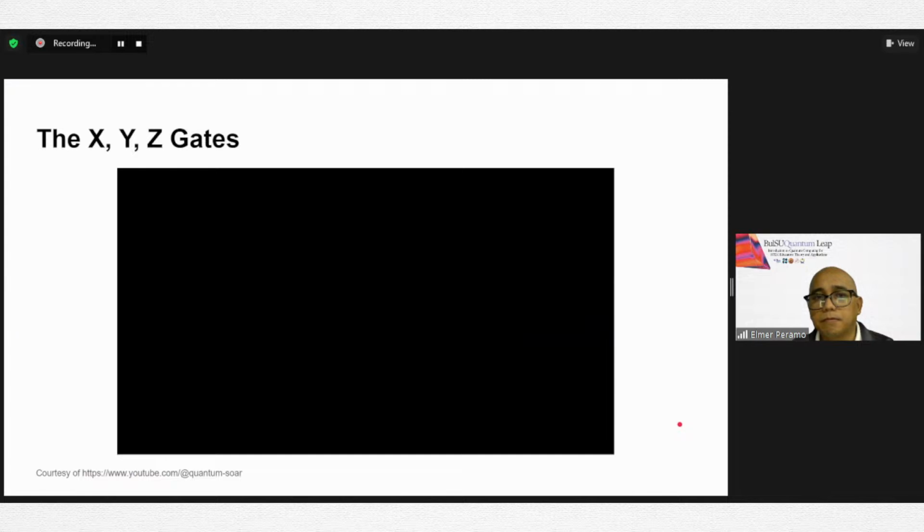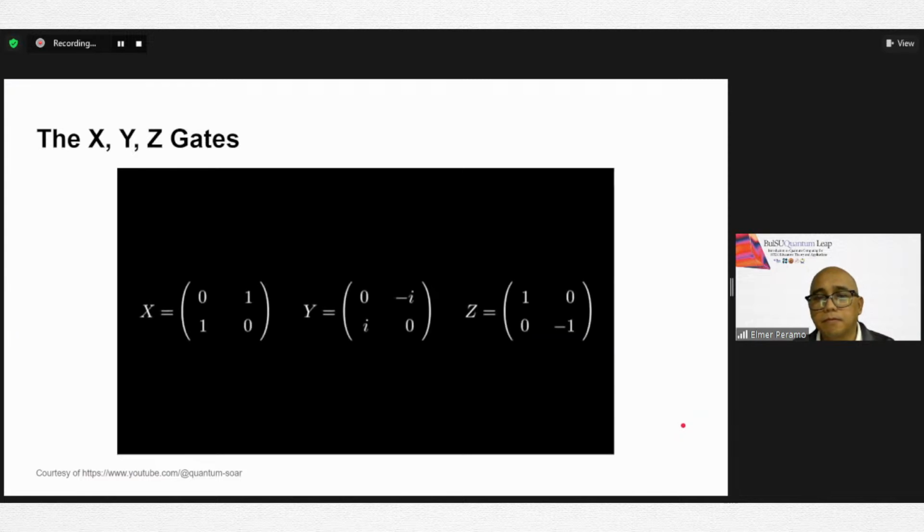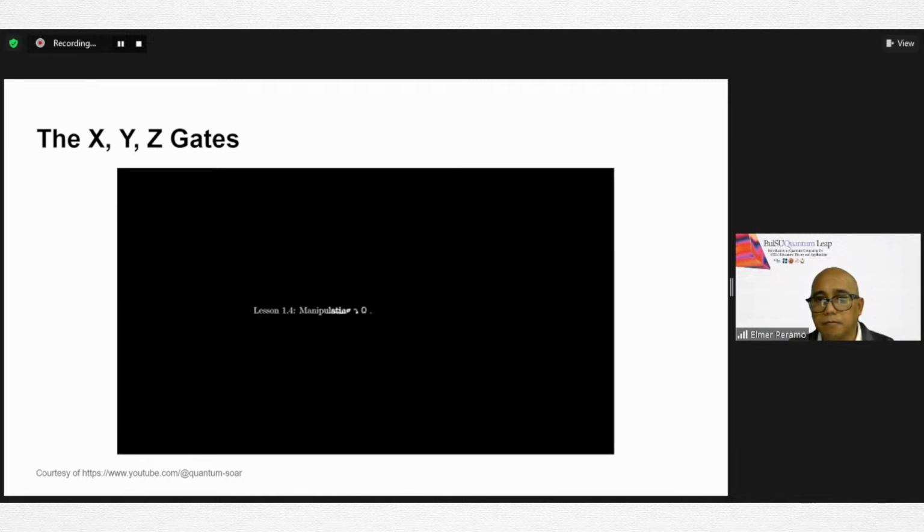We can represent these gates as matrices. Here are the matrices for these gates. For the moment, ignore the complex numbers in the Y gate matrix. We will explain this later in the next lesson when we talk about phase.